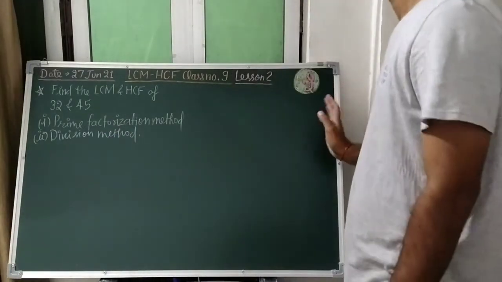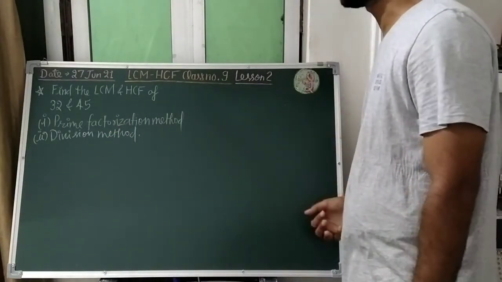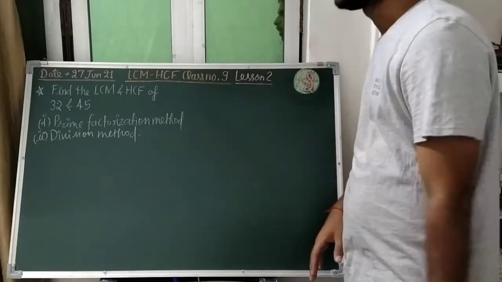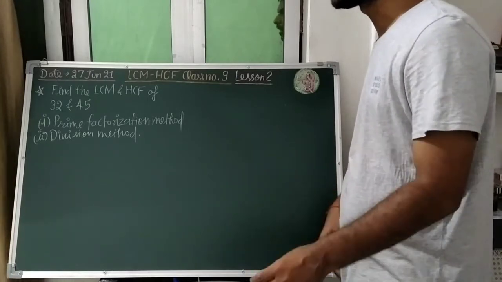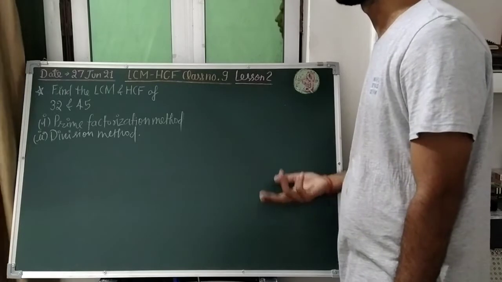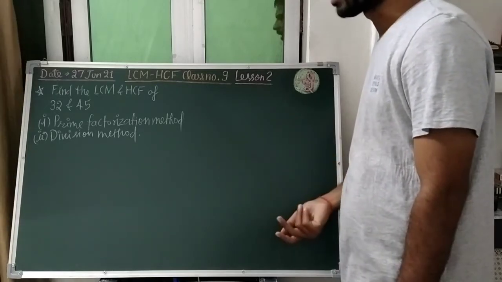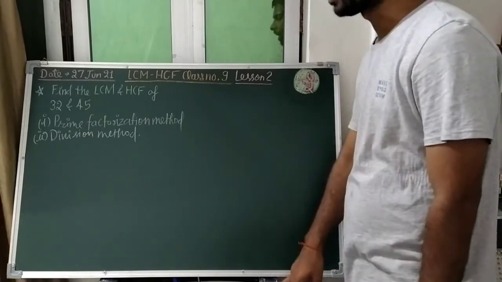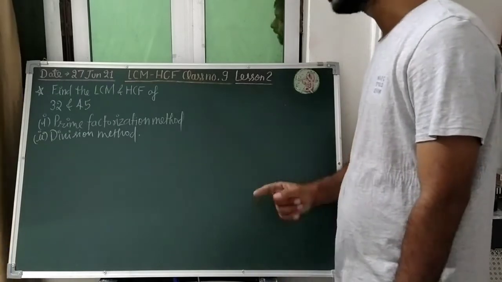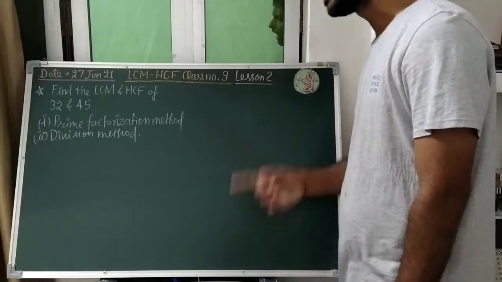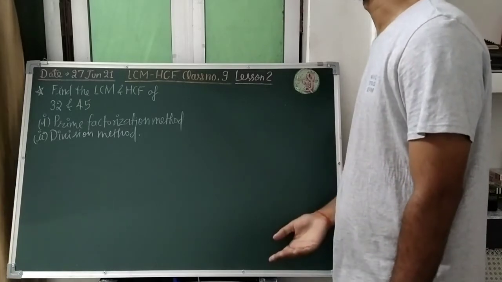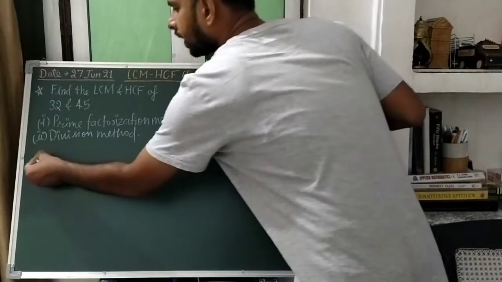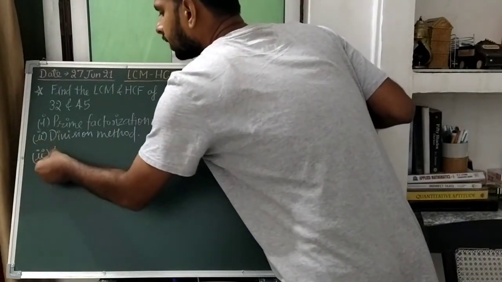So students, we found the LCM and SCF of 32 and 45 by prime factorization method, and in that we applied the rule that for LCM we write the common numbers with highest power with multiply operator, as well as the uncommon numbers with highest power. And in the case of SCF we write the common number with least power, and the SCF of uncommon numbers will be 1. Next we shall move to the division method.